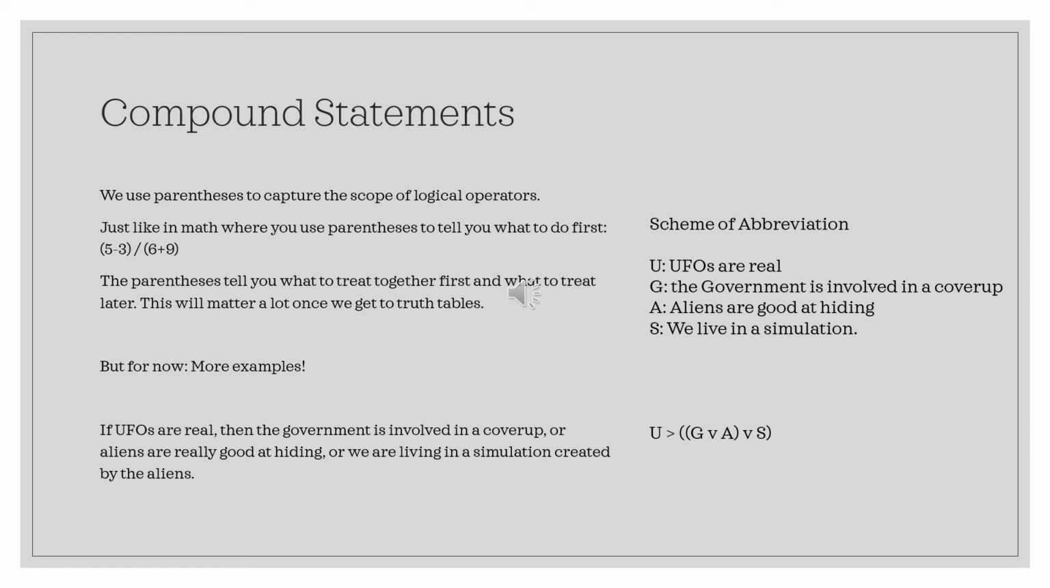But we still need to pair off some of the other parts of the sentence. So we're going to take U as the antecedent of the conditional and then put the arrow right after it. And then we need to group these disjunctions. The disjunctions are more naturally grouped in this way: either the government is involved in a cover-up or the aliens are really good at hiding, or there's this whole other option that it could just be that we're all living in a simulation that was created by the aliens. And so this is maybe the most natural way of grouping each of these sentences in such a way as to make clear how we want this sentence to be read and ultimately translated.